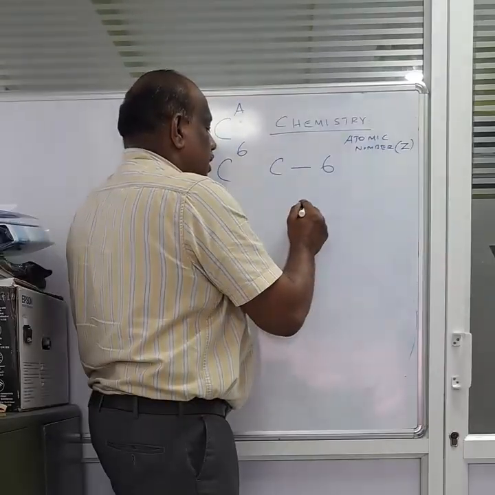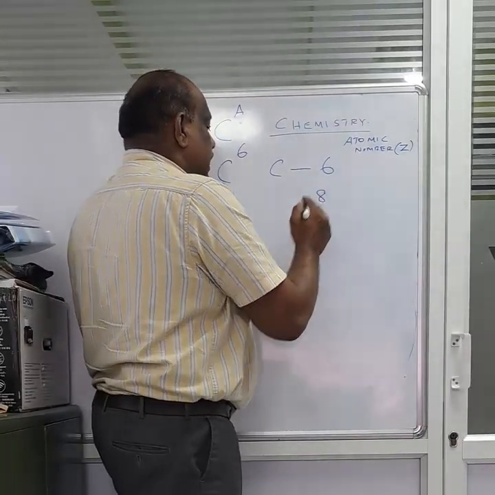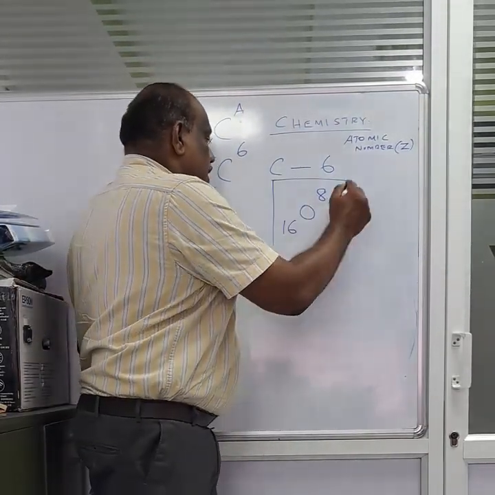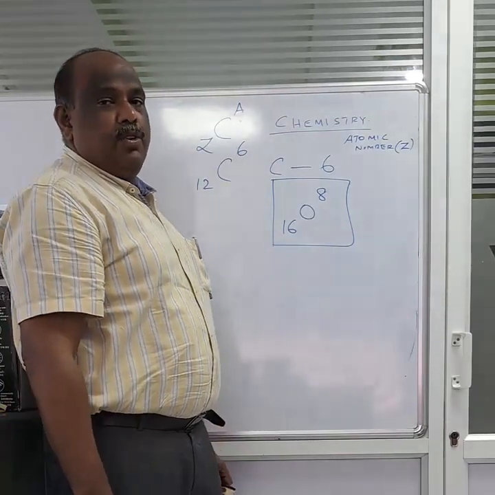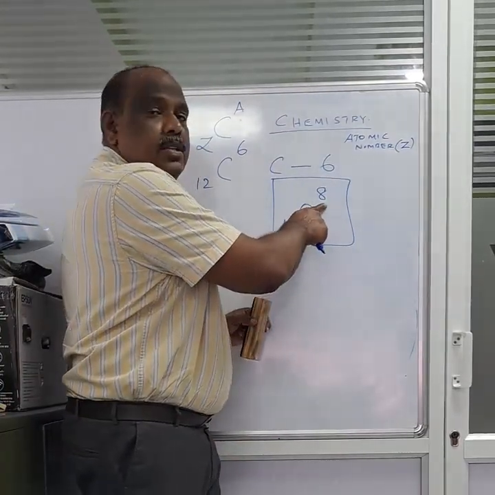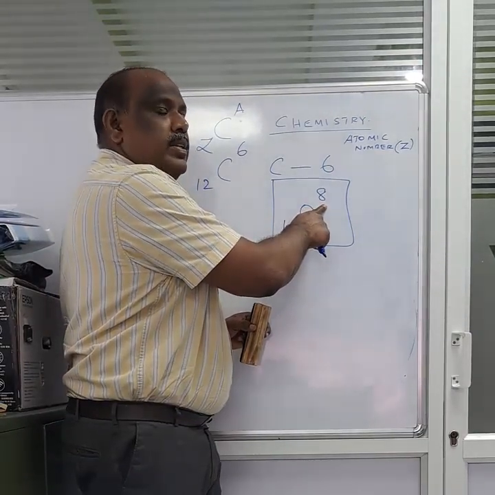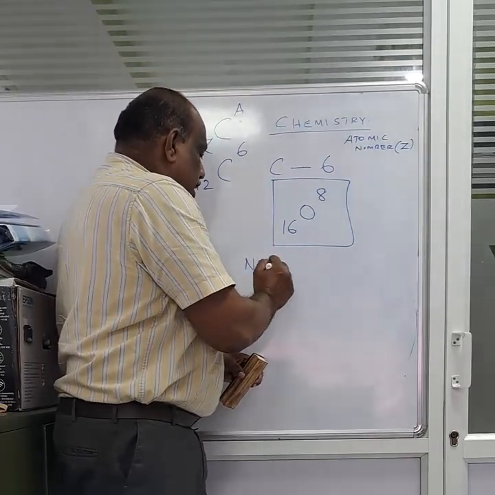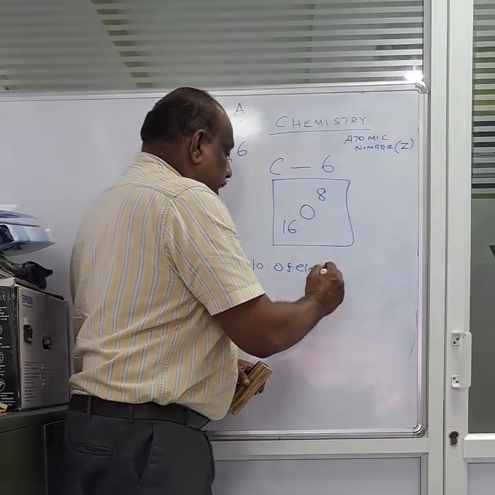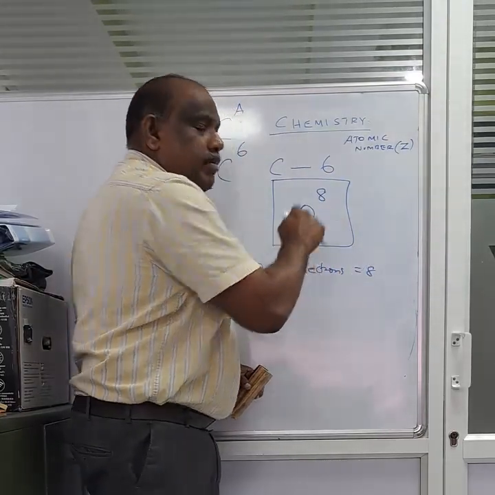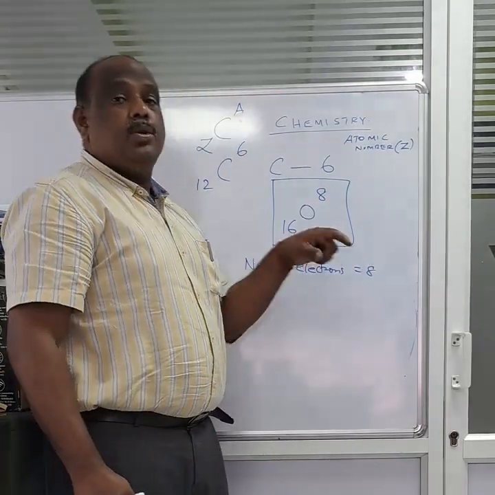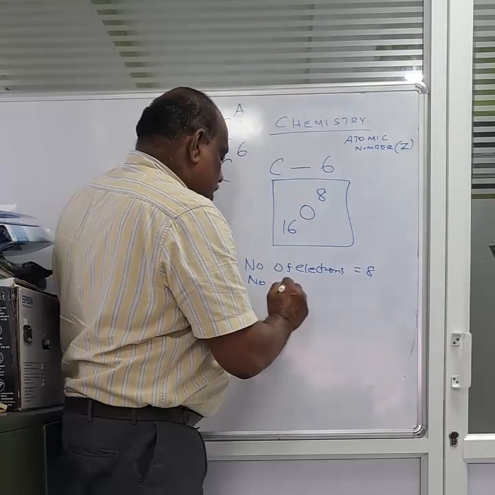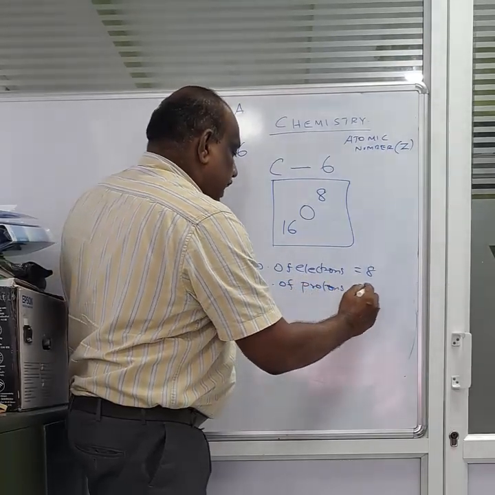Let us take oxygen. Its atomic number is 8 and its mass number is 16. They will ask the question, what is the number of neutrons? Here 8 indicates the number of electrons, because the atomic number is the number of electrons. We also know that the number of electrons should be equal to the number of protons. So the number of protons is also equal to 8.